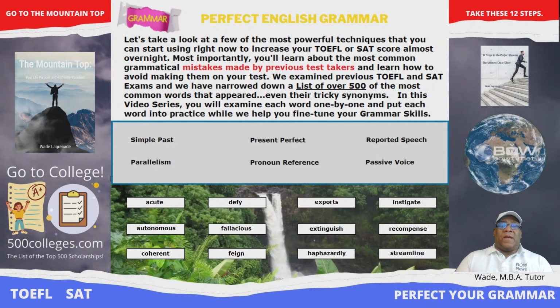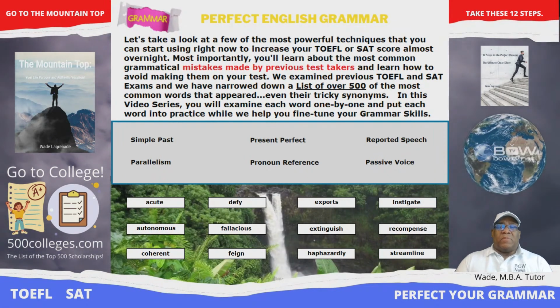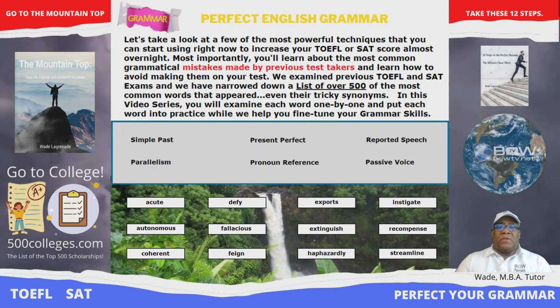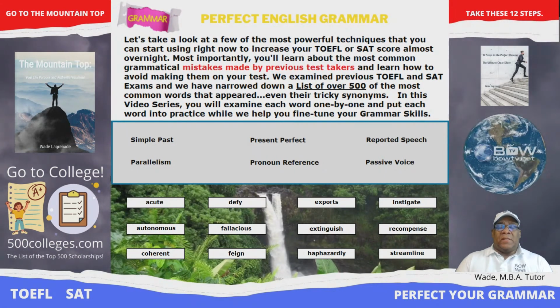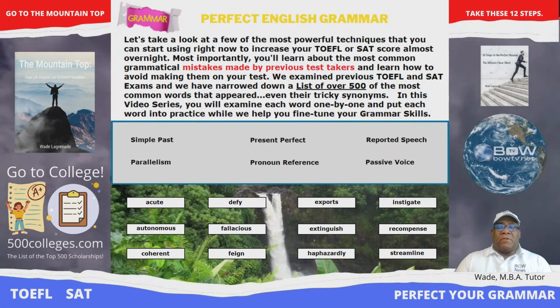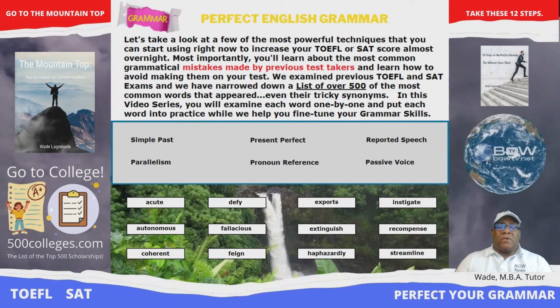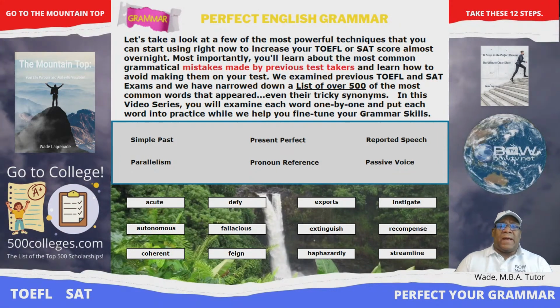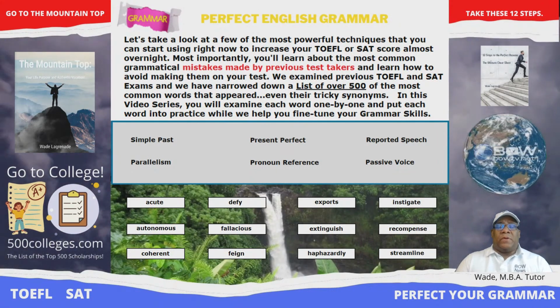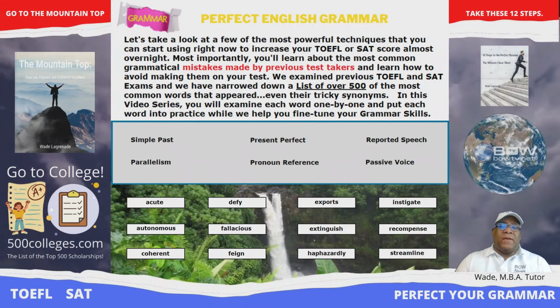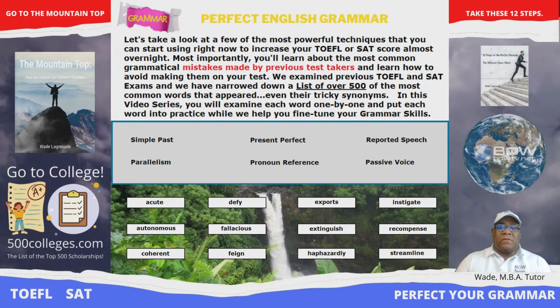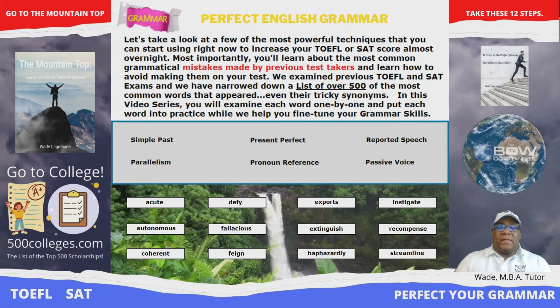Do make sure that you catch the previous chapters to this volume. As we increase the volume, you'll also increase your vocabulary and strengthen and fine tune your grammatical skills. All right, so we're actually going to get started.